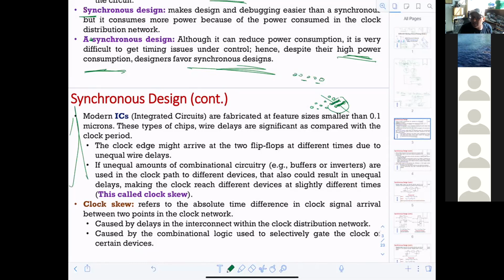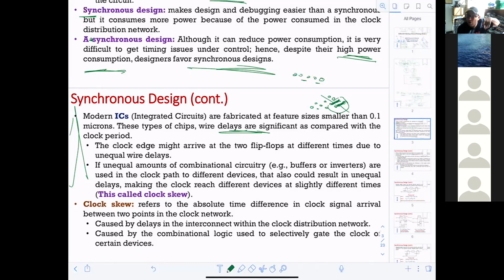So modern ICs, when I say ICs, it is integrated circuit or the chip, semiconductors, are fabricated at feature size smaller than 0.1 micron. There is even smaller than that. We have now 7 nanometer technology. They are working even below 7 nanometer technology. They're going into 5 nanometer technology. In these types of chips, wire delays are as significant as compared with the clock period.